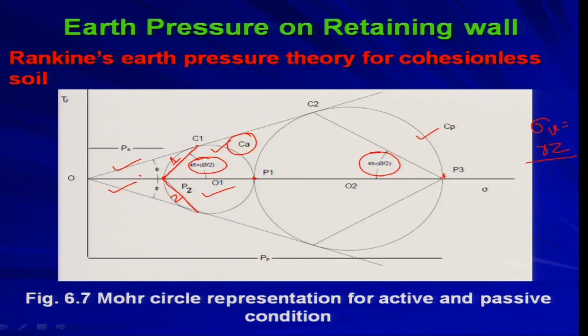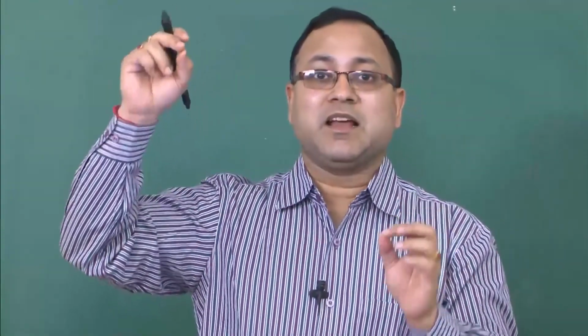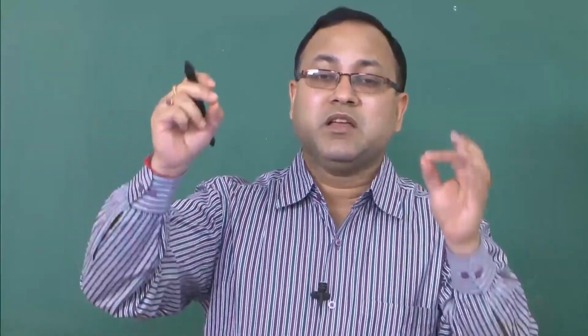Similarly, this point P3 will be the pole in case of passive state. So, if you join P3 and C2, you will get the failure line. This is your first shear line, this is your second shear line, which will make an angle of 45 minus phi by 2 with the horizontal, and that is why the failure envelope is inclined at an angle 45 minus phi by 2 in case of passive state. I hope that you have understood this.